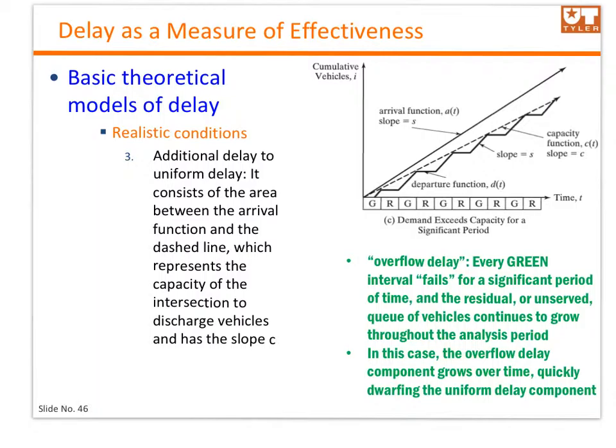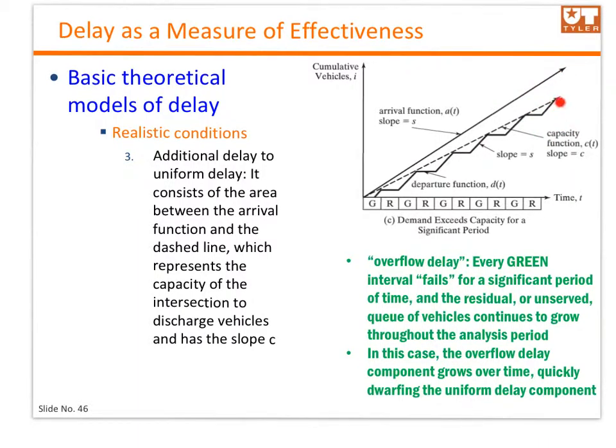The third case, which is the worst case scenario you want to see at any intersection, is where we have additional delay on top of the uniform delay. That means we now have a delay consisting of the area between the arrival function and the dashed line, which represents the capacity of the intersection to discharge vehicles and has the slope c. So now you see the departure line trying to catch up with the arrival function, but it couldn't. Even at the end of the analysis period, there is still a difference.